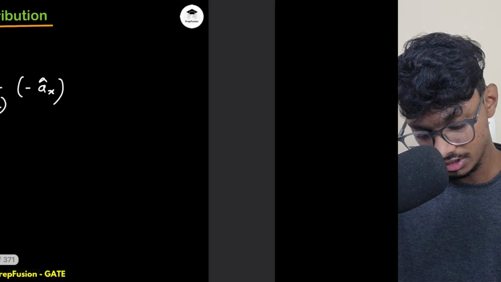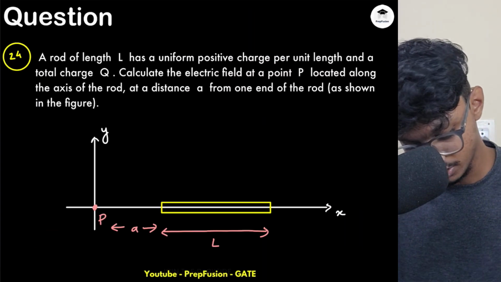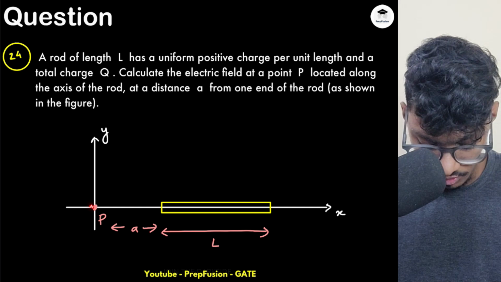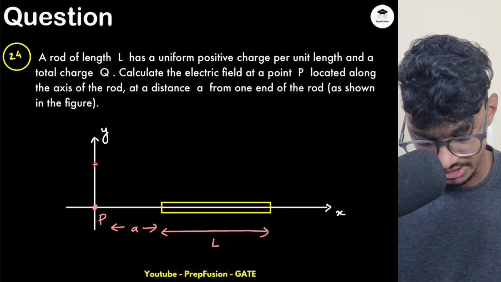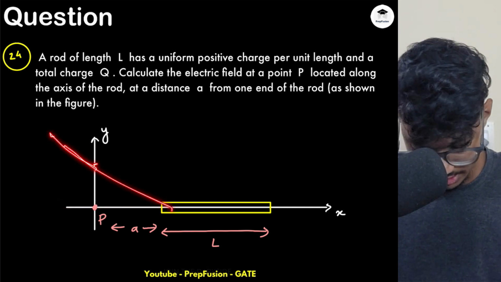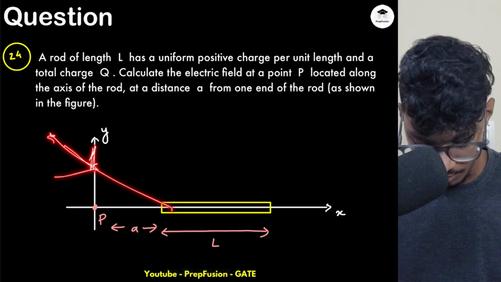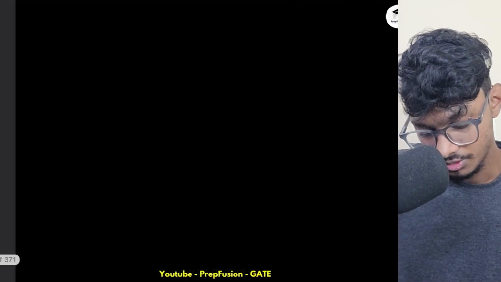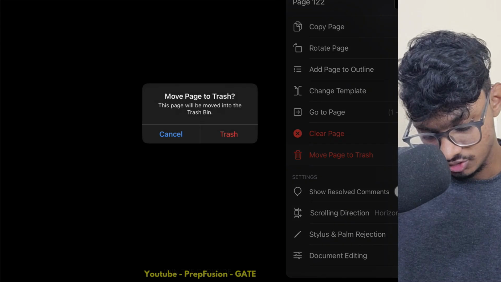Now what is your homework? You can find out the electric field at this point, and you can find out the electric field at this point. All these are your homework. Here only the axial component will be present, right? Here both components will be present, the y component and the x component. So that's your homework, you can do it. Okay, so now let's solve another question.